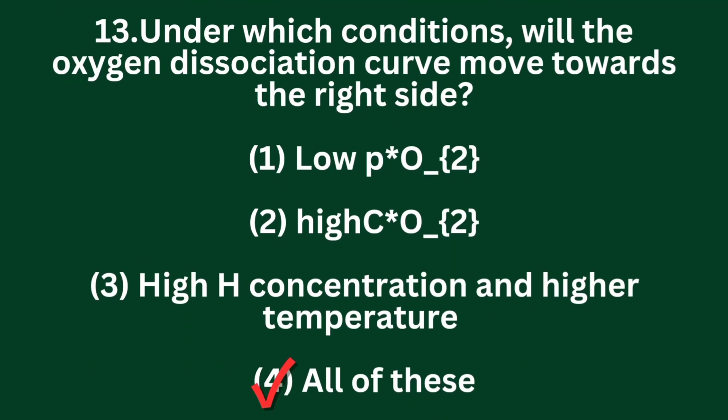Under which conditions will the oxygen dissociation curve move towards the right side? 1. Low PO2, 2. High PCO2, 3. High H+ concentration and higher temperature, 4. All of these.